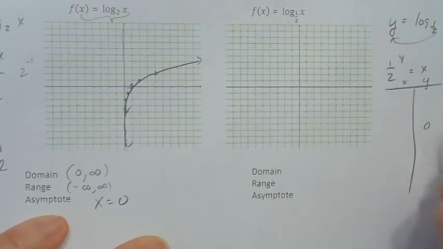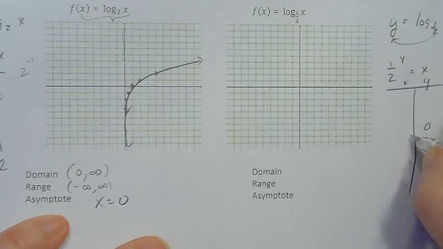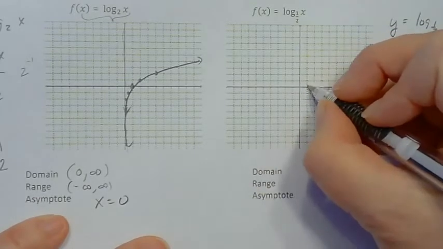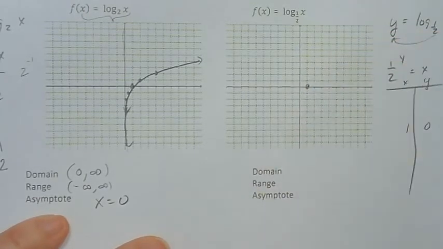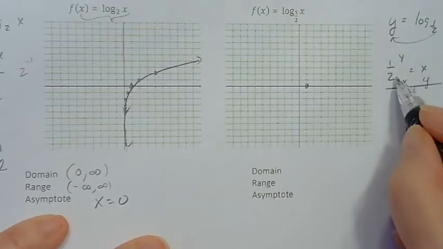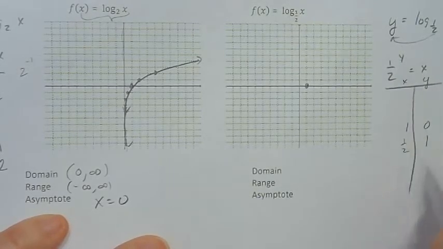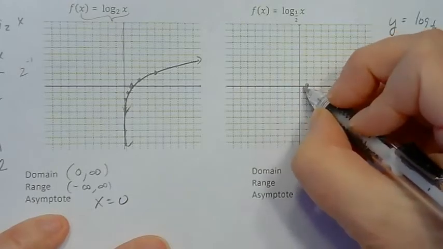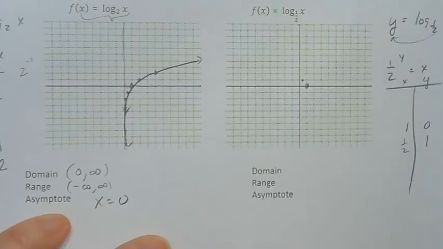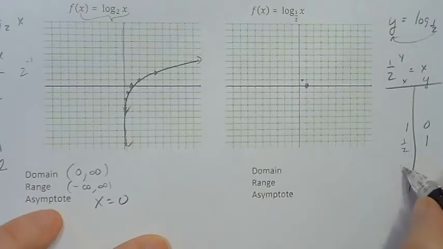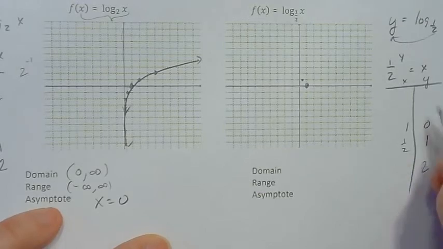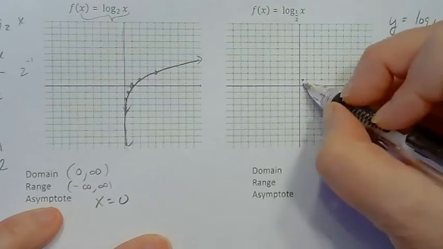So I'm going to start with 0 for y. 1/2 to the 0 power is 1. That looks the same. And then I'm going to put a 1 in for y. 1/2 to the first power is 1/2. I'm at 1/2, 1. Okay, let's try 2. 1/2 to the second power is 1/4. So at a fourth, I'm at 2.